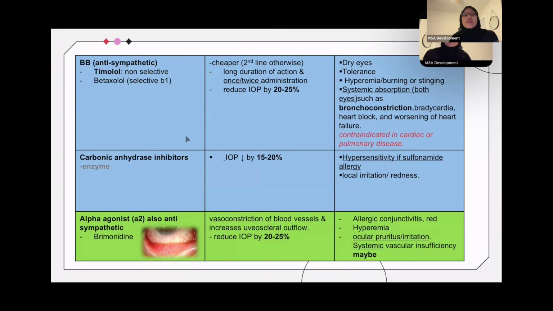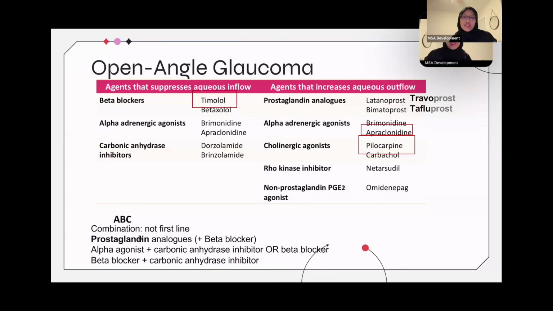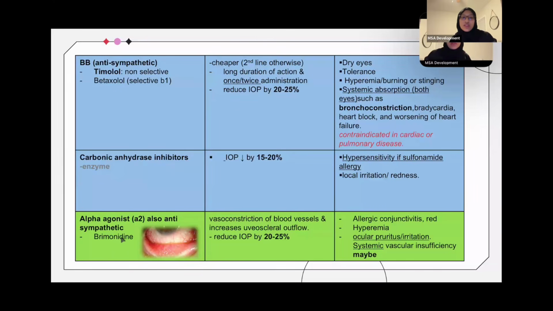Heart blocks. Carbonic anhydrase inhibitors, the only thing is if they have sulfonamide allergy, they will have hypersensitivity reaction. That's it. That's all. Allergic reaction, which is very common with anything. Alpha agonist works both ways, so it's a very good medication tackling both this and this, increasing outflow and decreasing production. Again, alpha 2 agonist like brimonidine. This is a side effect, okay?